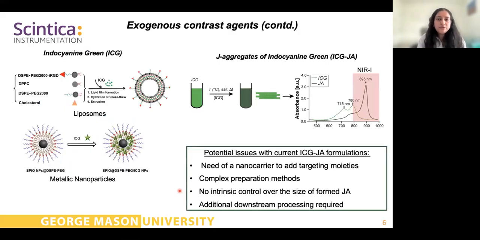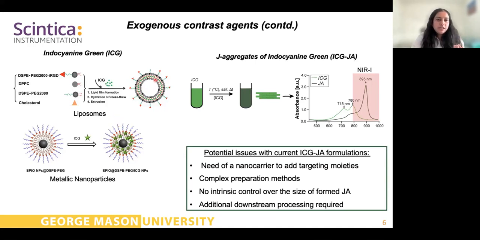So in terms of the commonly available contrast, I already mentioned that indocyanine green, or ICG, is a clinically available contrast agent. It's already been FDA approved. ICG has been the most commonly used contrast agent for photoacoustic imaging, and several formulations of ICG have been developed. As you can see over here, there are formulations where ICG is encapsulated within liposomes. There are formulations wherein they are encapsulated with polymers or metallic nanoparticles, etc.